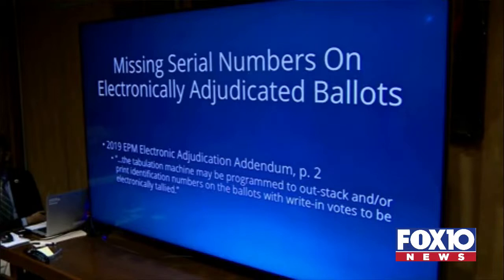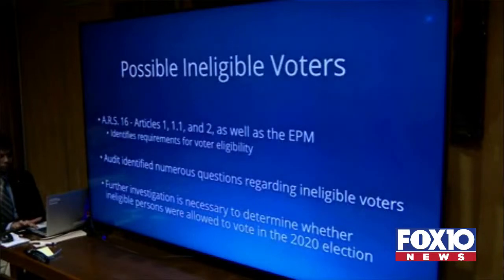And the last item is possible ineligible voters. Several articles, which include multiple statutes within ARS 16, as well as many aspects of the Election Procedures Manual, identify Arizona's requirements for an individual to be considered an eligible voter and therefore allowed to cast a legal vote.